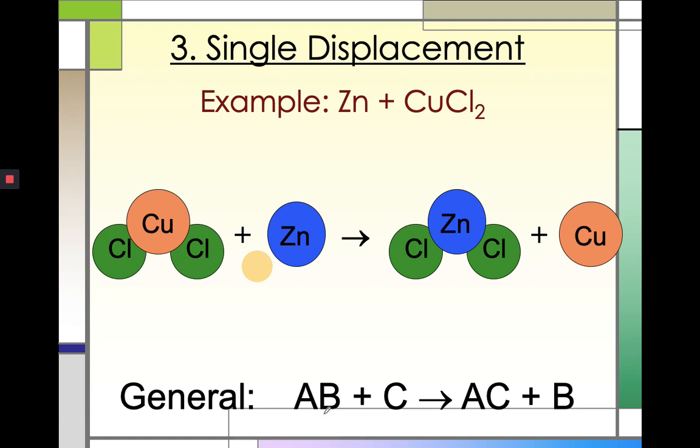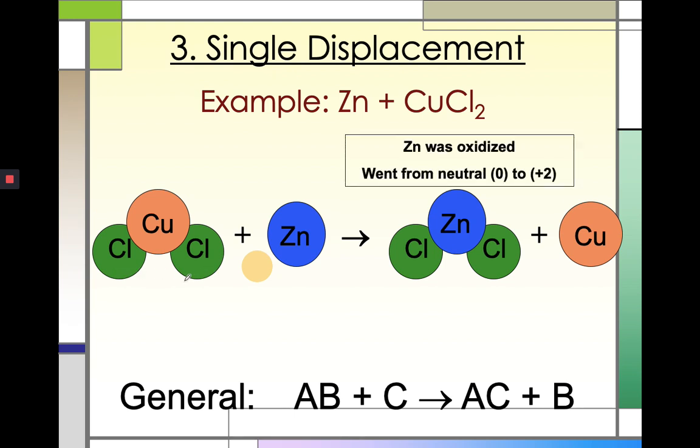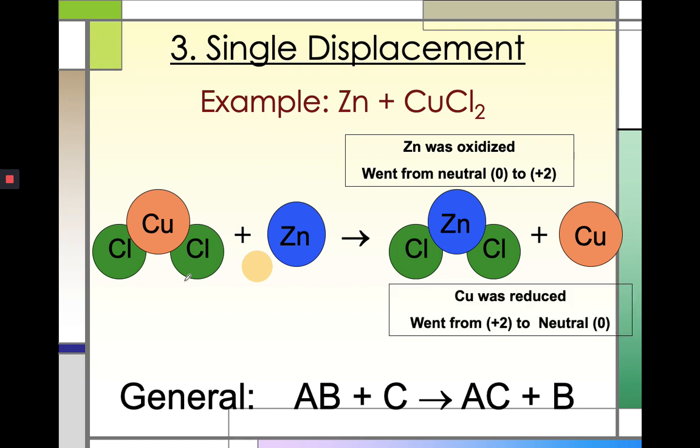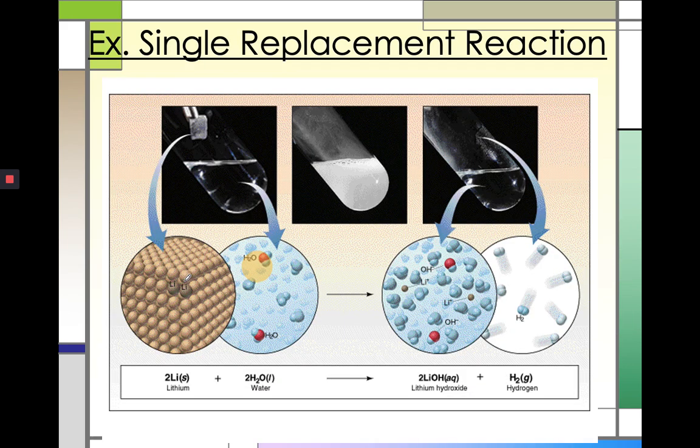Here we have AB plus C. One species, the free species, will now combine to form a compound with the atoms previously present in the original compound. This is also an example of a redox reaction, but we'll go to redox reactions in a few more lessons. Another example is the reaction between lithium and water.